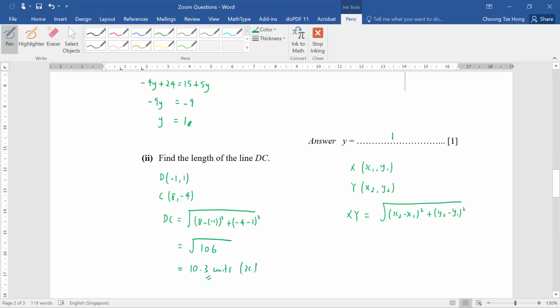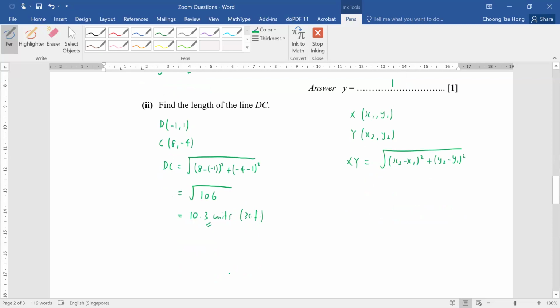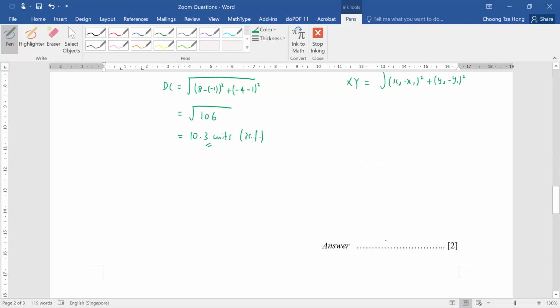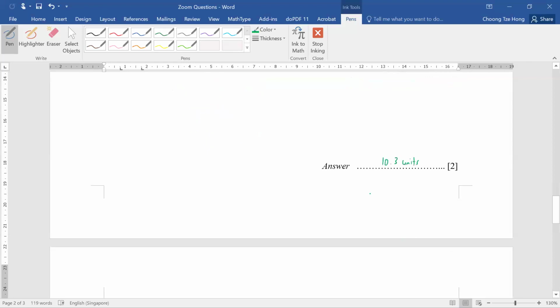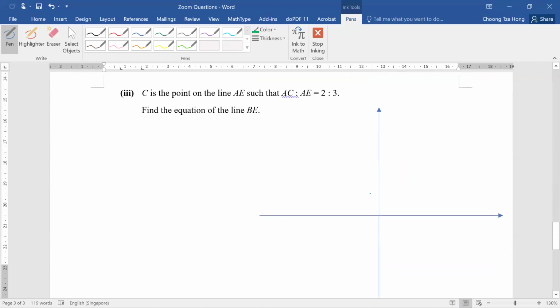Okay, so this one is 3 significant figures. Right, so this one not too difficult. Okay, so this one would be 10.3 units. Right. Okay, let's look at part 3 of the question. Right, so this is the part that is slightly more challenging.